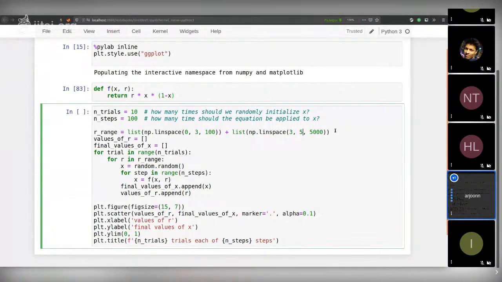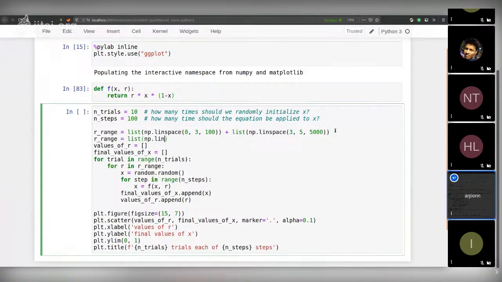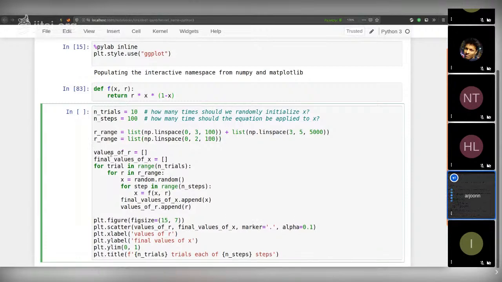So for now we'll just stick with a small space. Values of R go on the x-axis. Final values after repeatedly applying this function go on the y-axis. We do this 10 times, 10 different trials, random values of X, right?